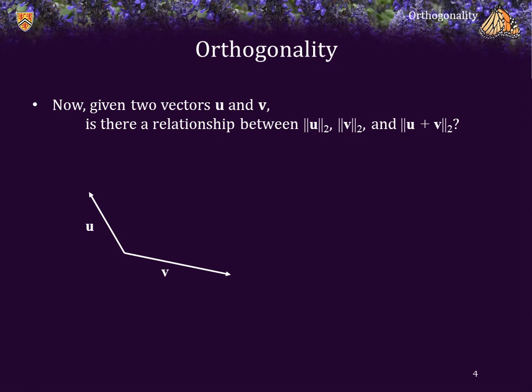Well, let's think about it. Here we have two vectors u and v, and the angle between them is greater than 90 degrees. When we add these two vectors together, it really does seem that the length of u plus v is actually less than either u or v. On the other hand, here we have vectors u and v where the angle between them is less than 90 degrees. In this case, if we add these two vectors, it's quite clear that the length of u plus v is greater than the length of either u or v.